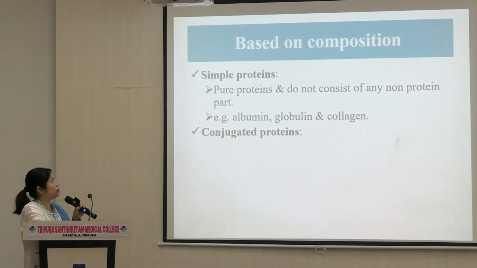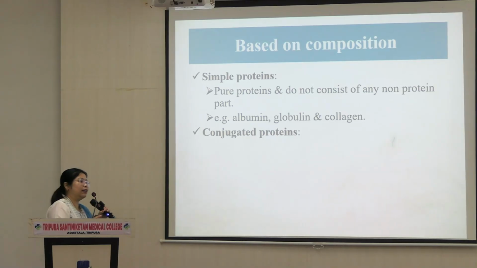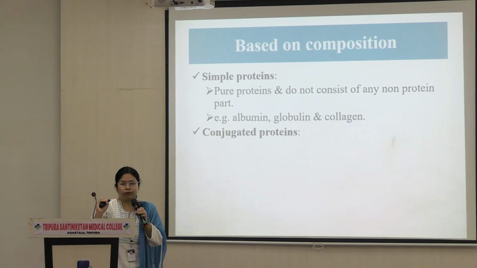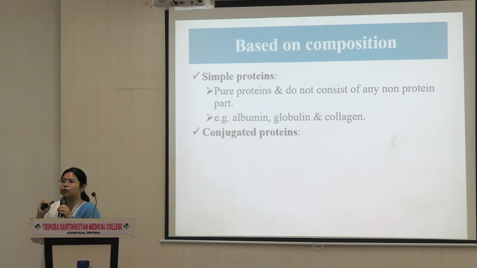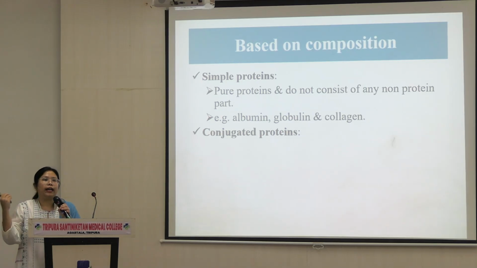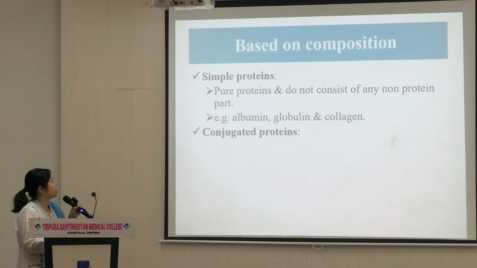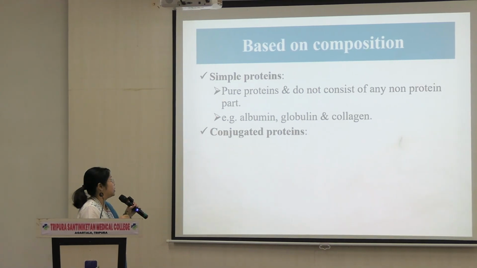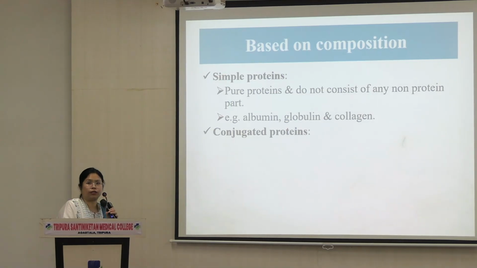Then finally we have classification based on composition. Simple protein means that the protein is purely made up of protein. There is no extra material attached to it. There is no non-protein part in it, like albumin, globulin, collagen, and all of that.